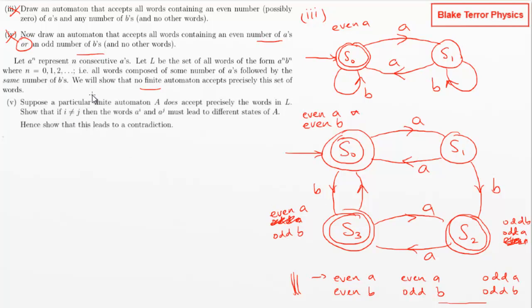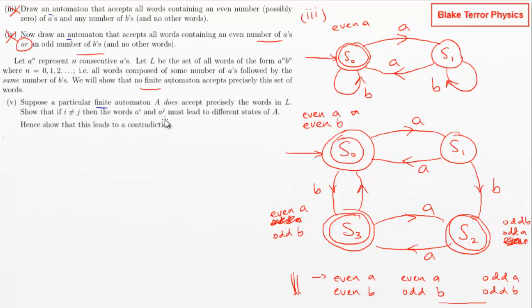Right, so they told us what we're going to try to do. Suppose a particular finite automaton, they're really stressing the finite again. Notice they dropped it in the previous parts, but now they brought it back again. So there's going to be something to do with this finite. It's got to be. Suppose a particular finite automaton A does accept precisely the words in L.